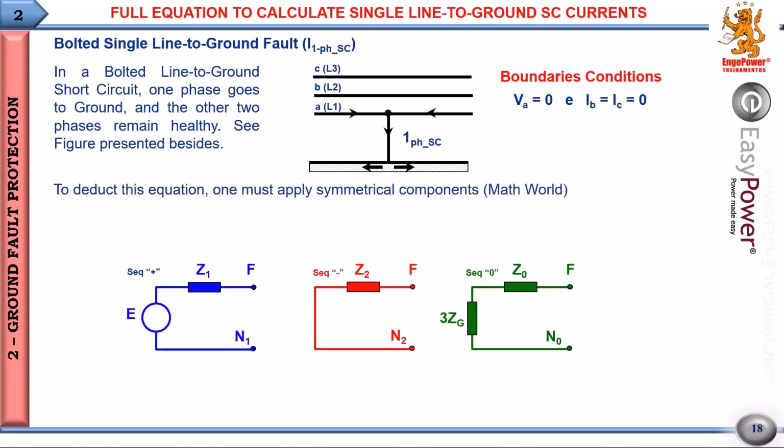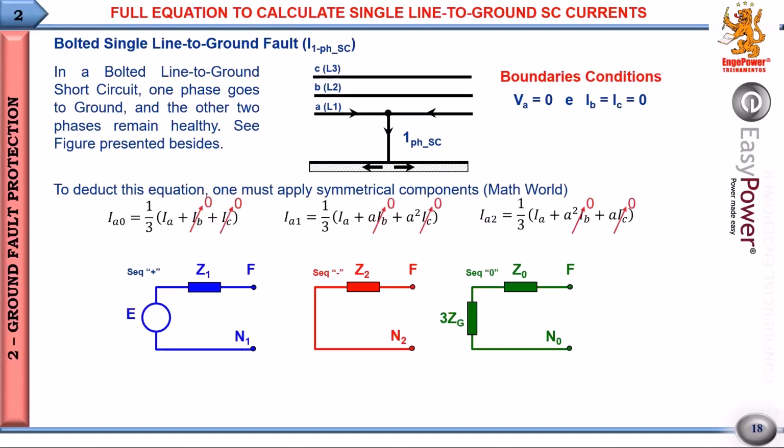We all know that the zero sequence current is given by this equation, the positive sequence by this equation, and the negative sequence by this equation. Take into account the boundary conditions: IB equals IC equals 0. We replace these values here in this equation. So we are going to have IA0.